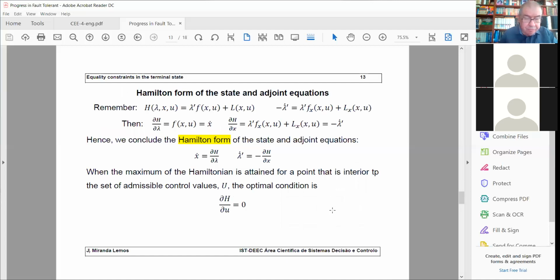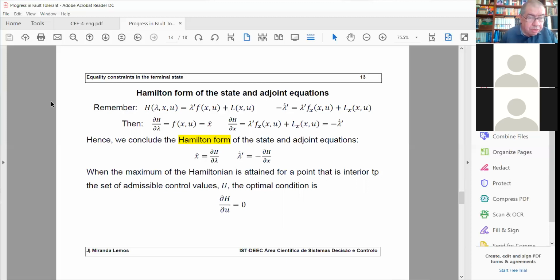Okay, so I would like to add one important property for the Hamiltonian, and to introduce that property, I'm going to write the state and costate equations in a different way, the so-called Hamilton form. So remember that the Hamiltonian is lambda transpose F plus L. And the adjoint equation has this expression. So it's minus lambda dot transpose equal to lambda transpose Fx plus Lx.